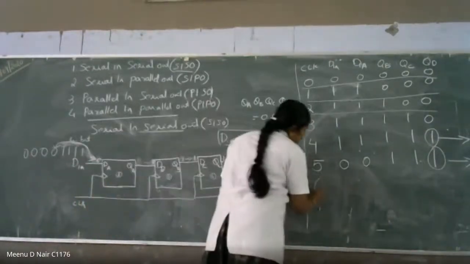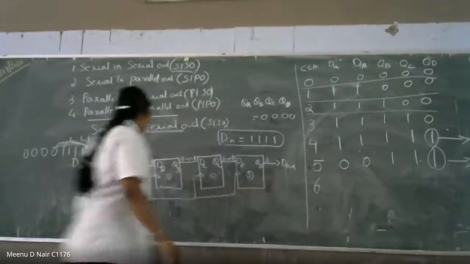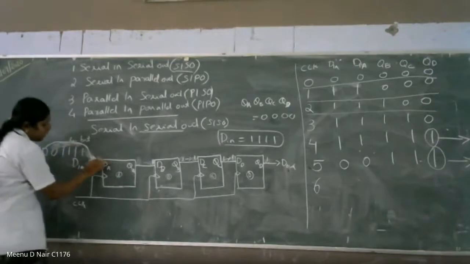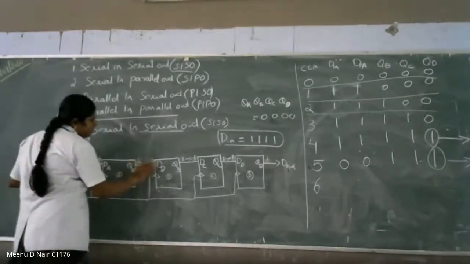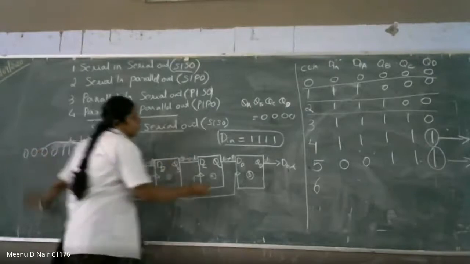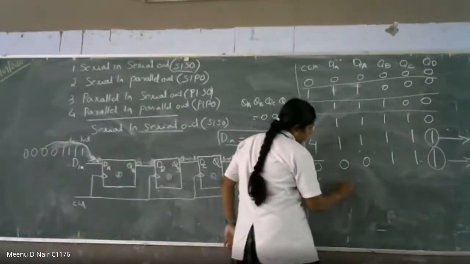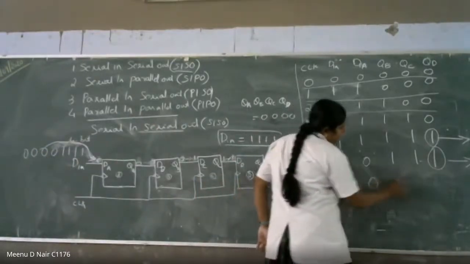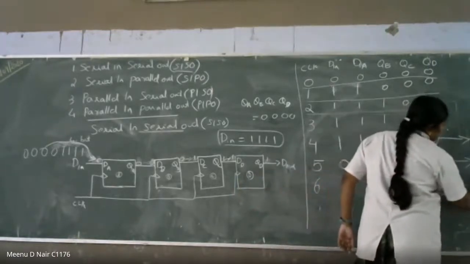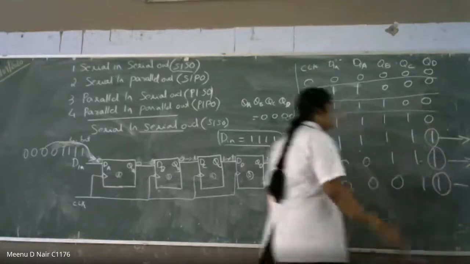Now you are giving the sixth clock pulse. Now this is your input. So this one is 0, this is 0, so this was previously 0. What about QB? QB also becomes 0. So the answer is, you are giving 0 input, 0, 0, 1, 1. So you are outputting the third one.